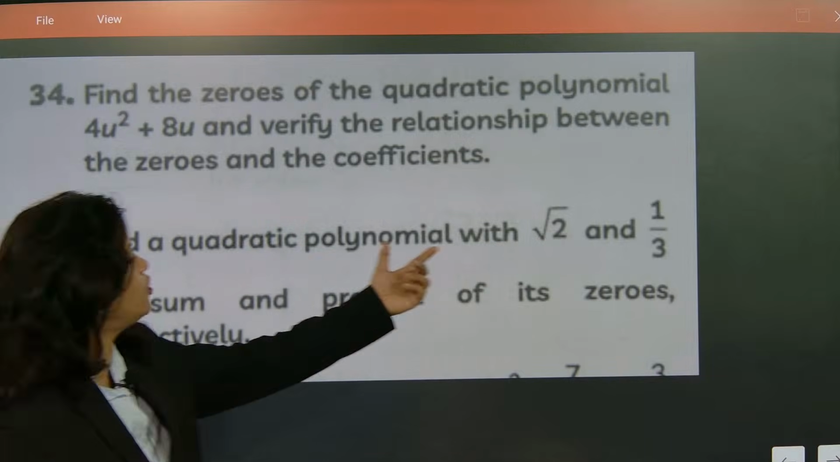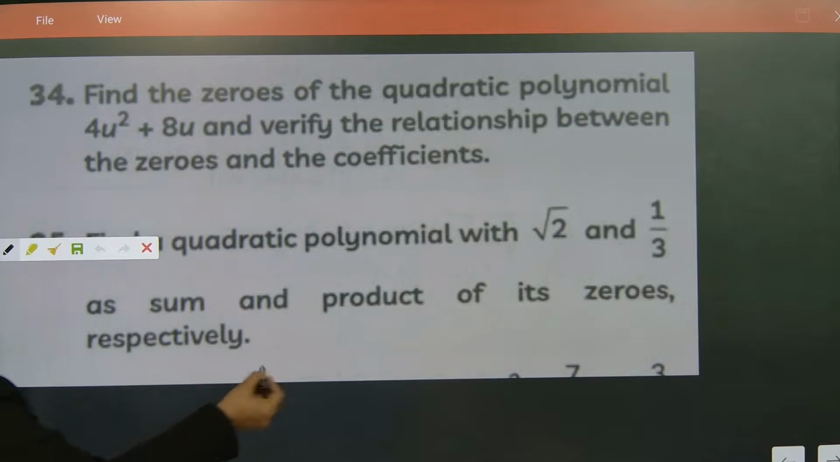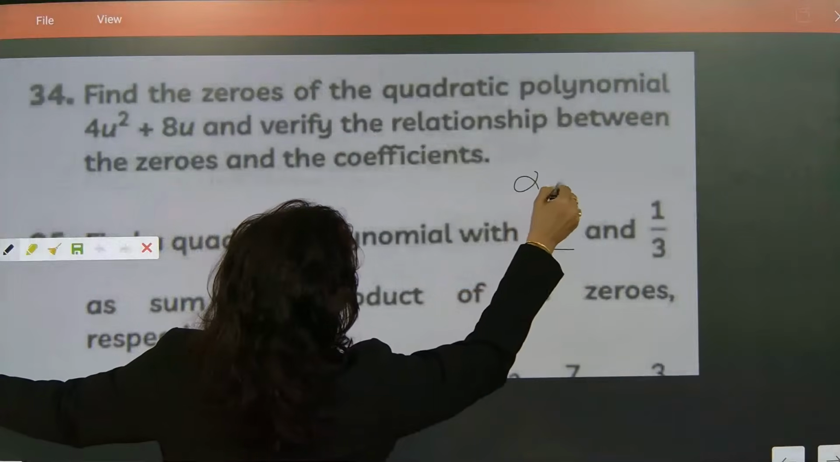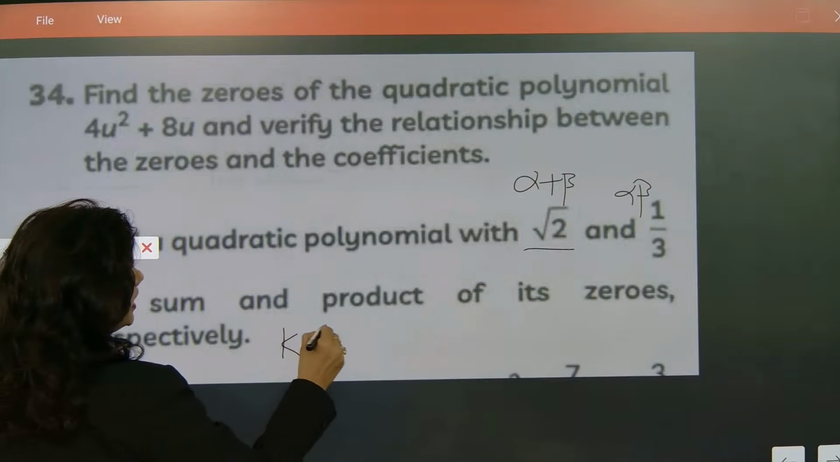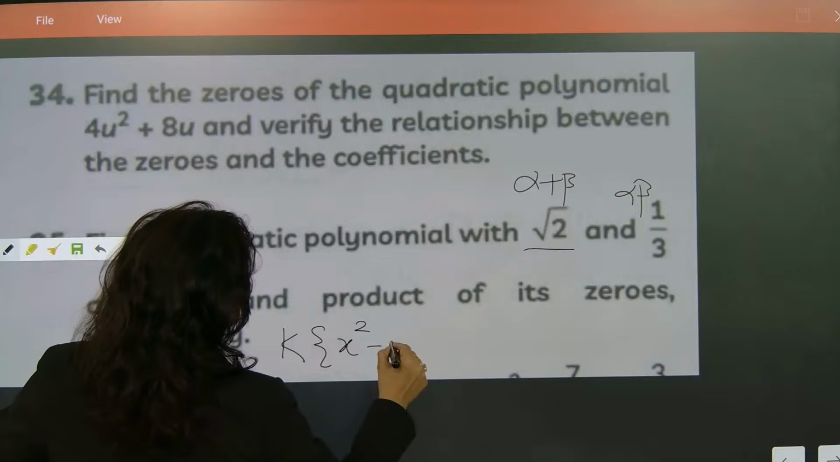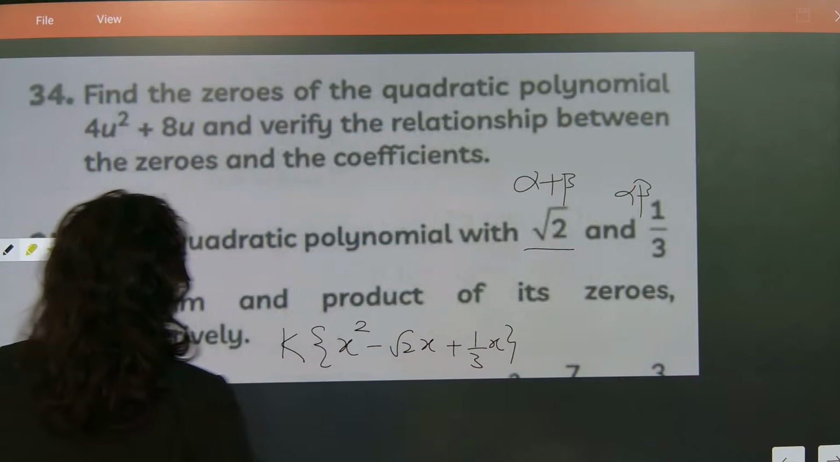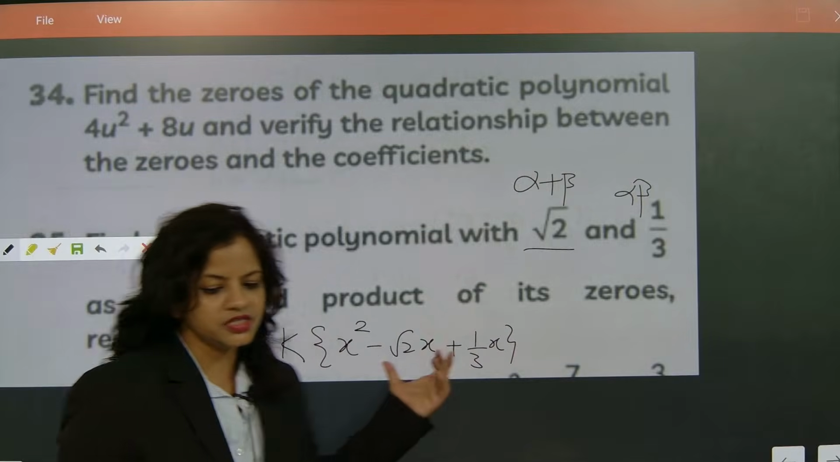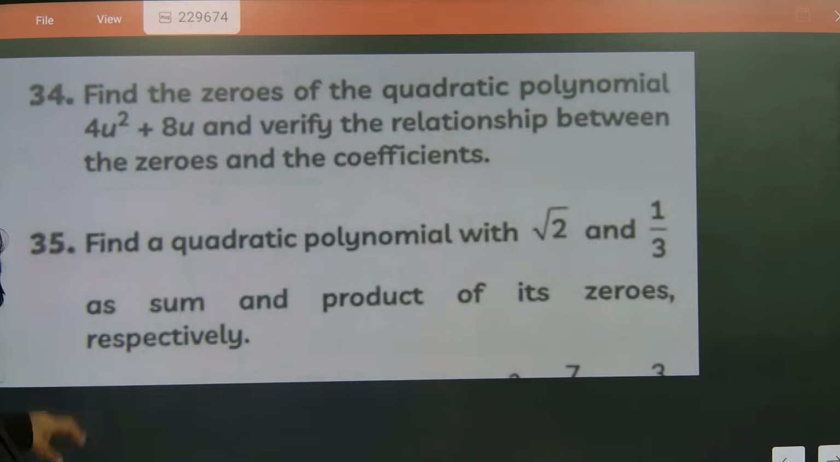Find a quadratic polynomial with the given sum and product of zeros. This is alpha plus beta, correct? And alpha into beta is given. So the quadratic polynomial is k times x square minus (alpha plus beta)x plus alpha beta. So alpha plus beta is root 2, giving x square minus root 2 x plus 1 by 3. I hope you have understood. This is exactly the way to proceed. Now we will go for the next one. Let's start the next part, please.